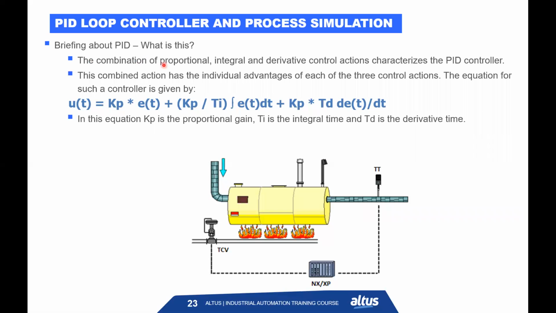Well, the combination of proportional, integral, and derivative control actions characterizes the PID controller. This combined action has the individual advantage of each of the three control actions. The equation for such a controller is given by this form. In this equation, Kp is the proportional gain, Ti is the integral time, and Td is the derivative time.